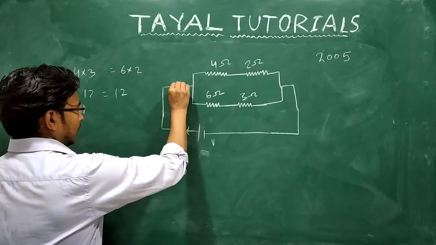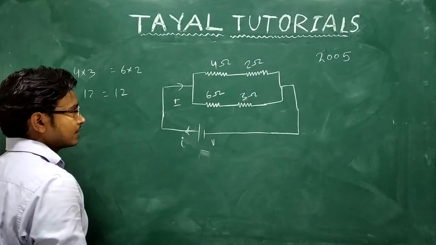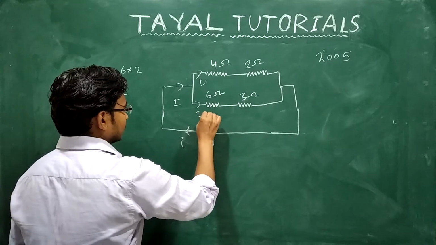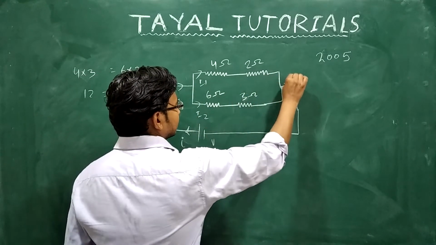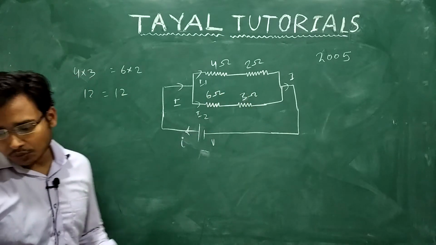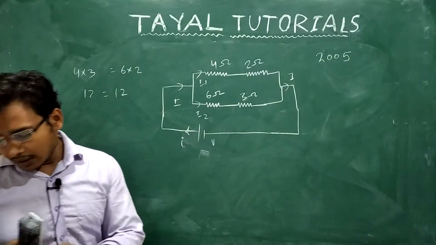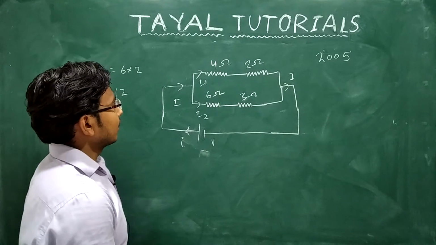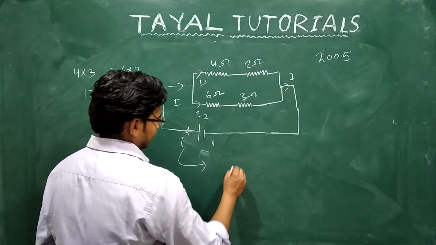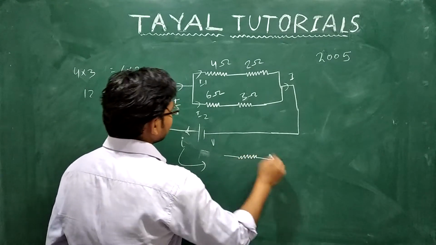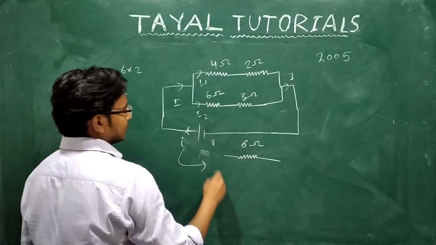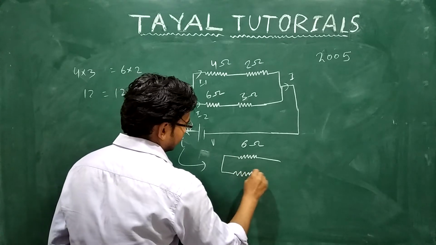See, the current is coming in that way. Current will see two paths. So one current will be, let's say, I1, the other I2, and that same current will come over here. So these two resistances will be in series. Why will these two resistances be in series? Because these two resistances will have the same current. So I can write 4 plus 2, that is 6 ohm. Now 6 plus 3, that is your 9 ohm.